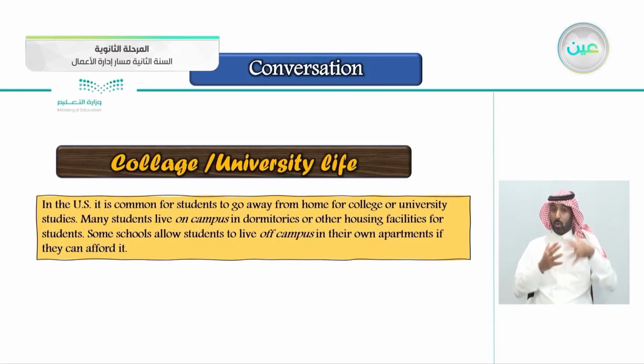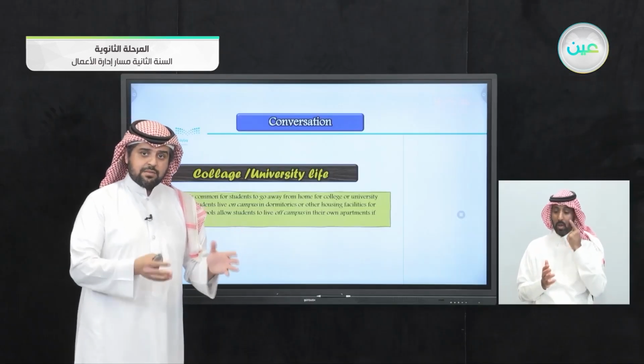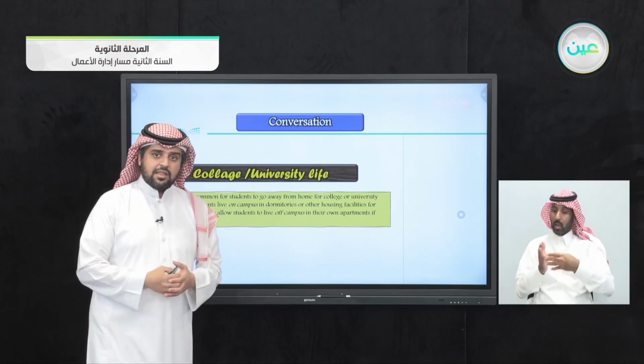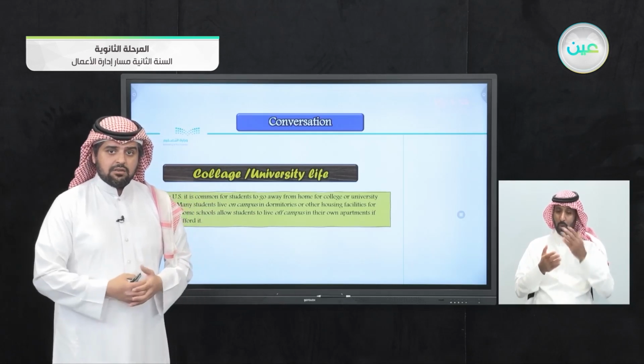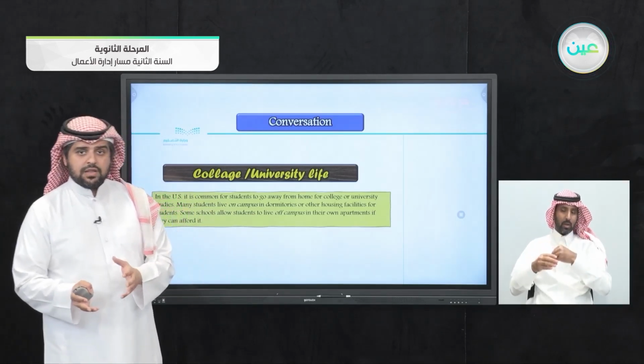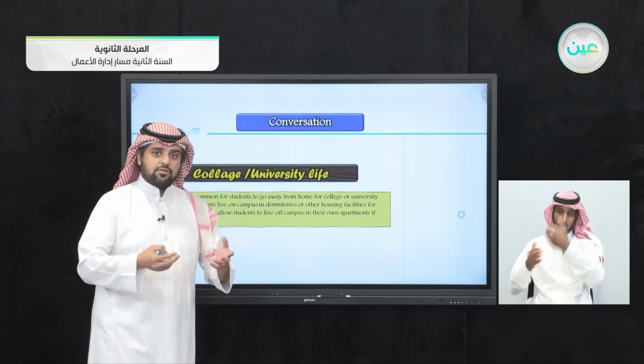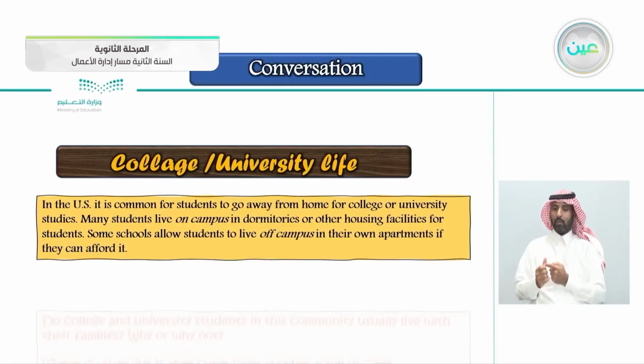In the US, it is common for students to go away from home for college or university studies. Many students live on campus or in dormitories or other housing facilities for students. Some schools allow students to live off campus in their own apartments if they can afford it. So some students who don't live in the same city as the university live in dorms inside the university campus, or if they prefer to live off the university campus, they have to pay the rent for the apartments, of course.